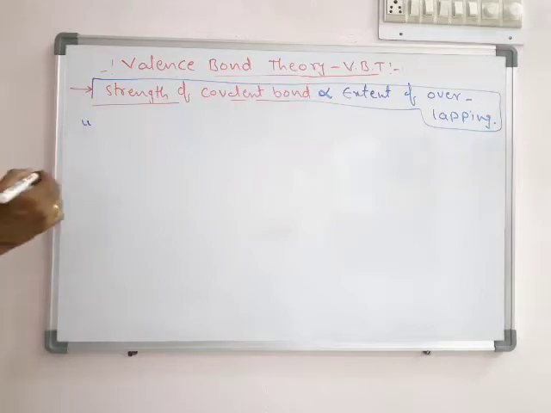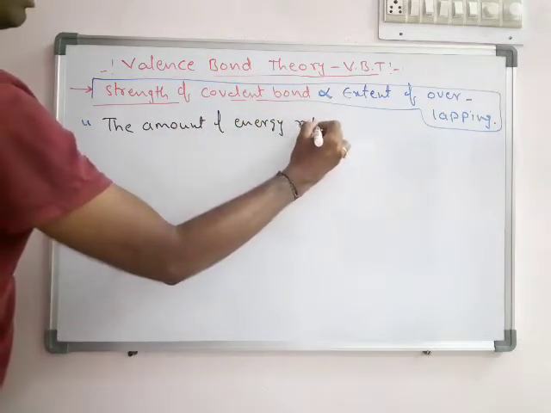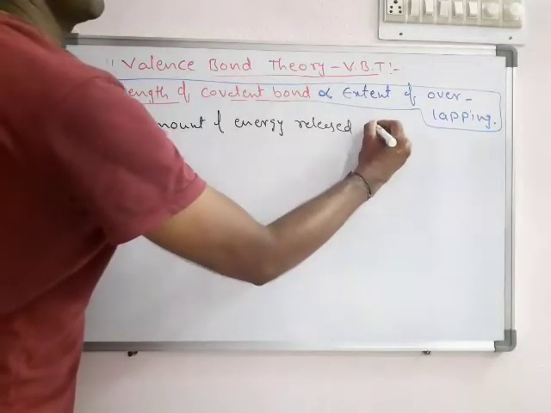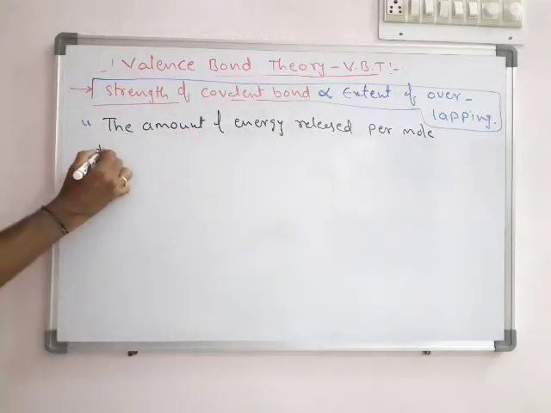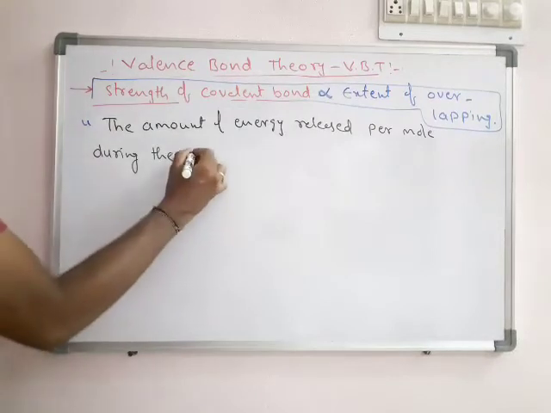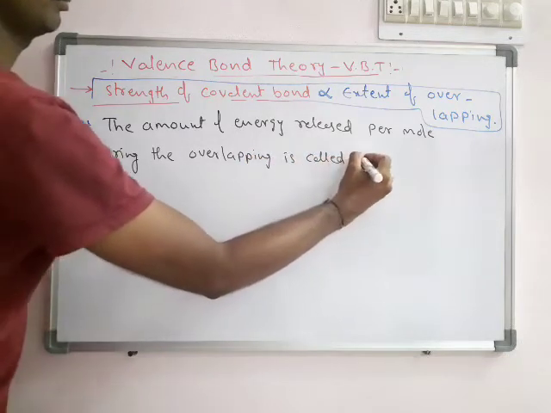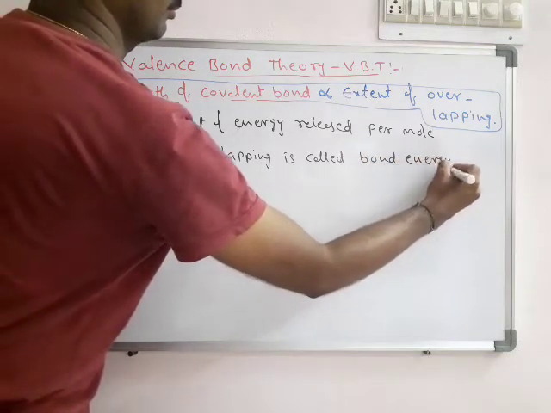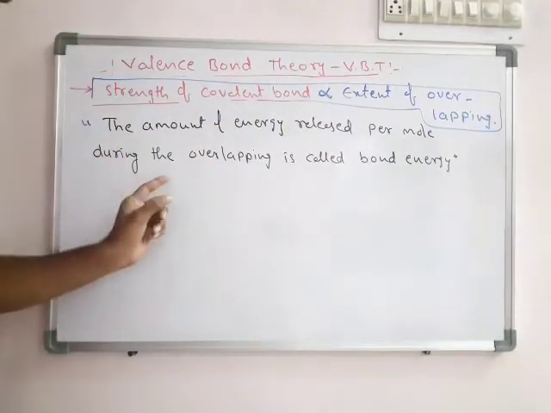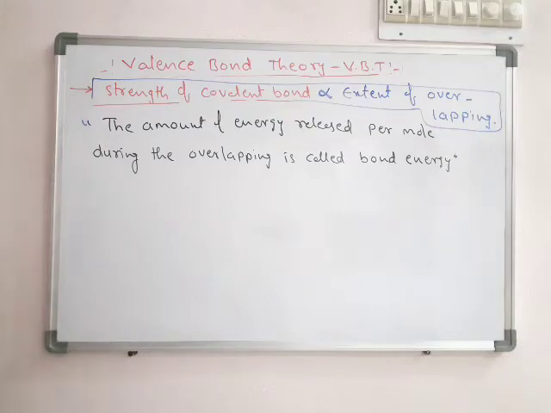So here we can say the amount of energy released is called the bond energy of that molecule. So the amount of energy released per mole during the formation, now formation means here, when overlap happens the bond forms, during the overlapping, is called bond energy. So this is about the strength of the covalent bond.